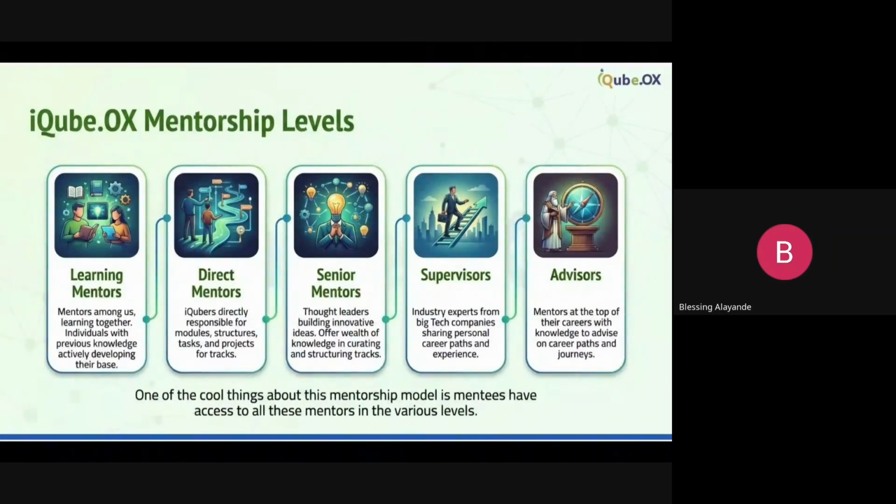So learning mentors are also mentors among you. They are like your peers, right? They are learning together with you. They already have previous knowledge on what you are doing, and they're actively developing their knowledge base. As I mentioned earlier, let's say you are a beginner, you're just learning HTML, CSS, and there's somebody who is learning HTML, CSS, and JavaScript. Fine, the person knows more than you, but the person is not as advanced in front-end engineering yet, but they still know more than you. So that's a learning mentor to you, right? They can show you the ropes of what they have learned, and you can avoid mistakes and also learn how to go about things as fast as you can.